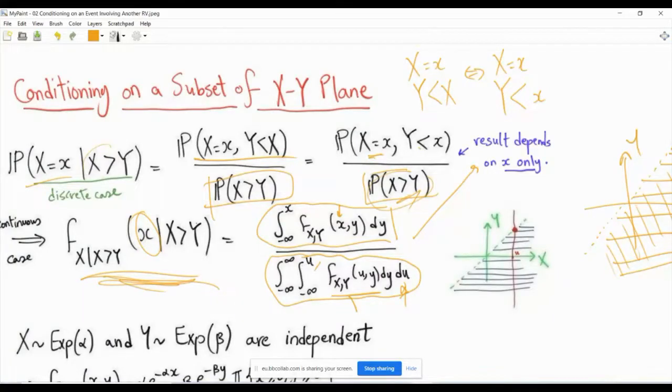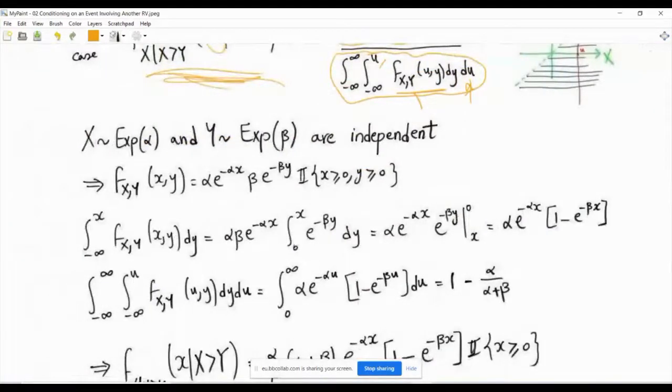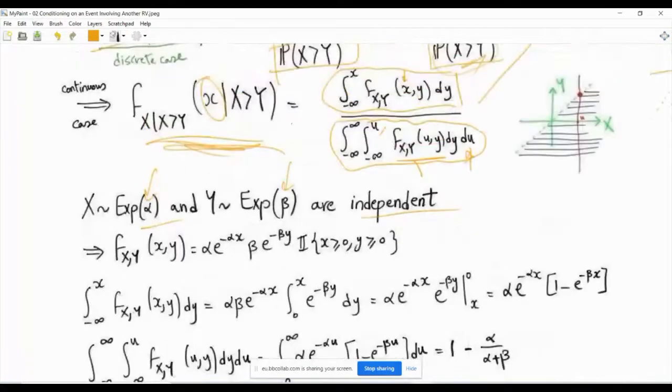Okay, special case. The variables are basically exponential and they are independent. They are not identically distributed. One of them is exponential alpha and the other is exponential beta. So you just plug in. Again, for the numerator, you take the joint, which will be the product of the PDFs because they are independent, and you integrate with respect to y from minus infinity to x.